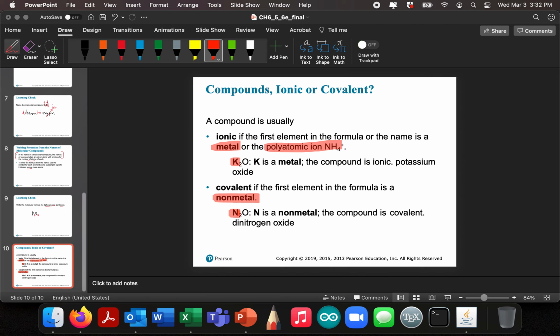And so N2O, which looks a lot like K2O, right? They look a lot the same, but N is a nonmetal, and therefore it is covalent. Okay, and so you'll be using the molecular rules for naming compounds. We need to get a lot of practice with this. It gets easy, but it's going to take some practice. Good luck.